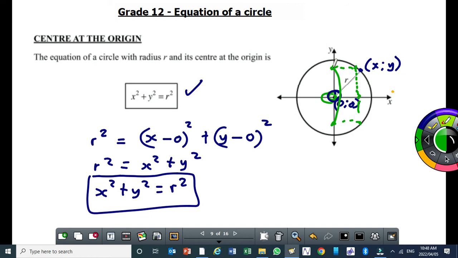You are expected to remember that the equation of a circle with center at the origin is x squared plus y squared equals r squared, whereby this r is the radius. Please be aware that r is the radius of the circle, a distance. If the radius is not given, then you have to calculate it using the distance formula.